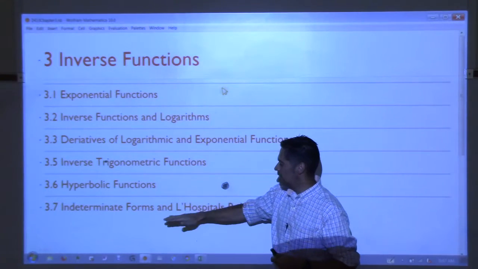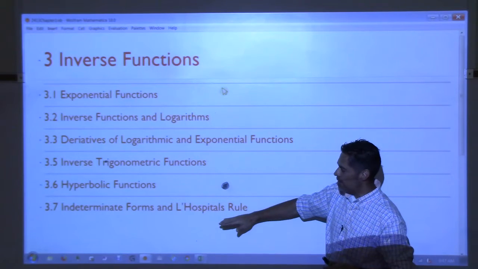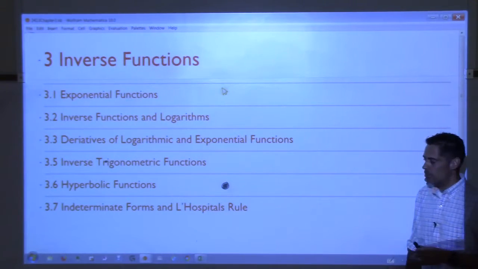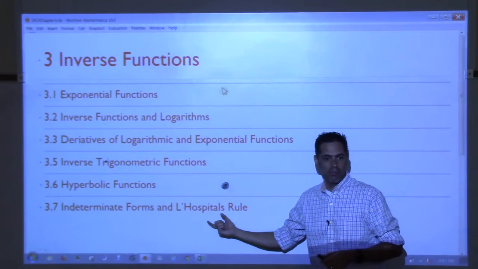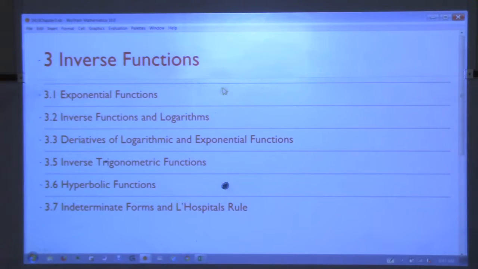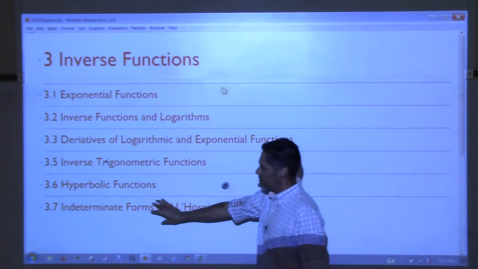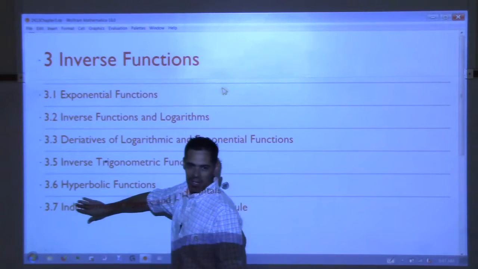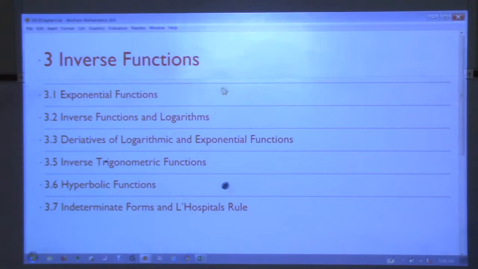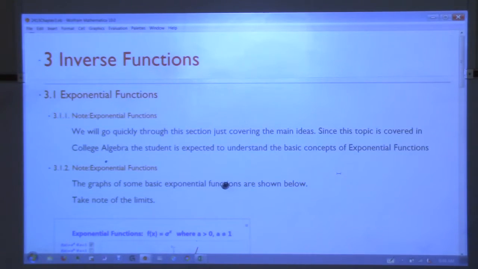And then we get to this very nice section, the indeterminate forms and what's called L'Hopital's rule. It looks like La Hospital, but it's L'Hopital. And this section, 3.7, is a very important section. All right, so let's do a quick review of exponential and log functions.